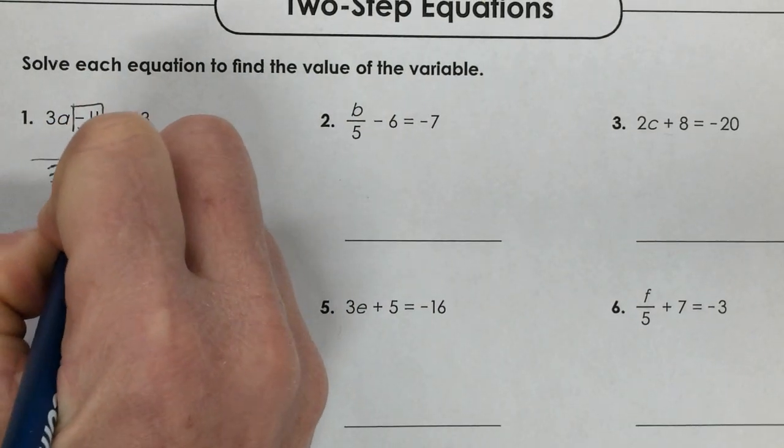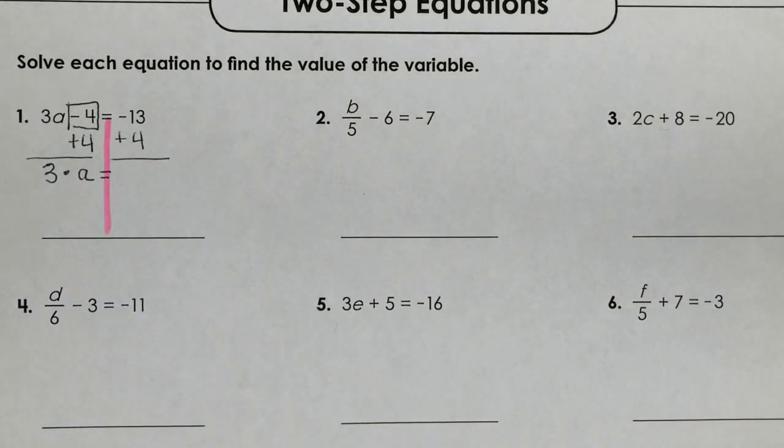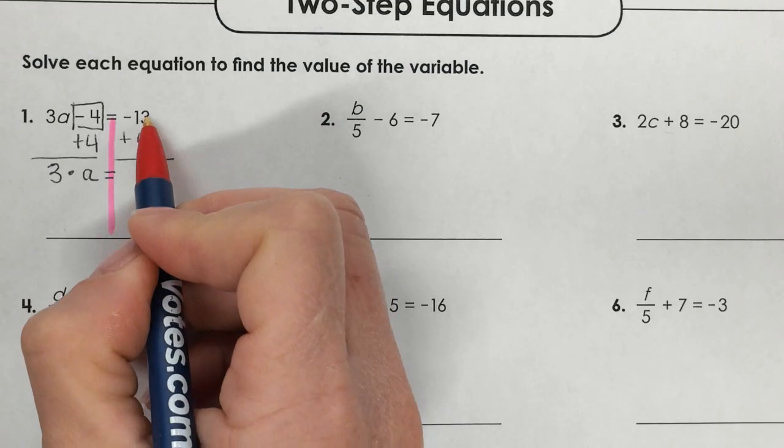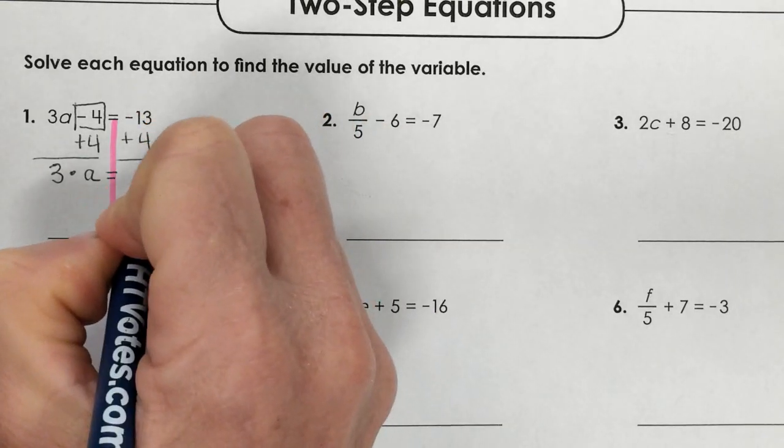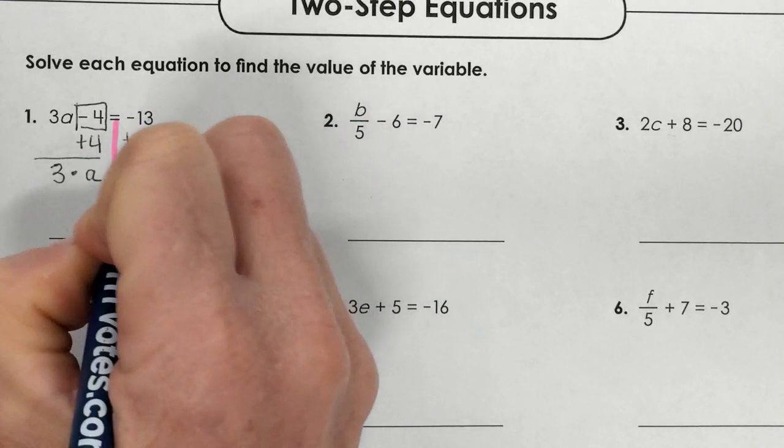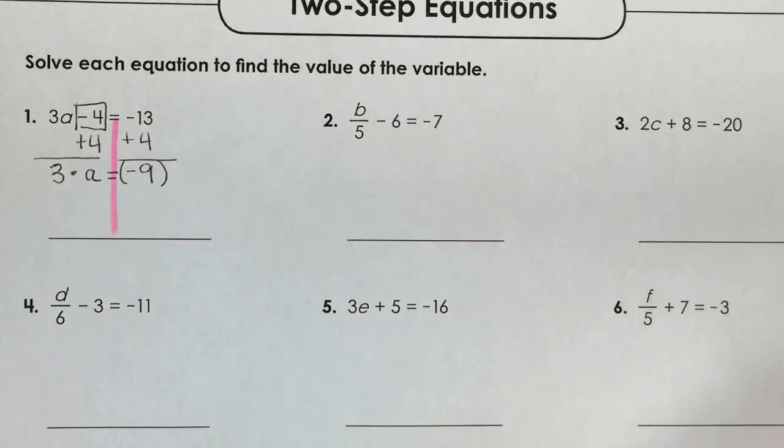3a is 3 times a, and that is equal to negative 13 plus 4. A positive plus a negative, subtract, and use the sign of the bigger number. 13 minus 4 is 9. 13 is bigger than 4, and that was a negative, so this will be a negative 9.